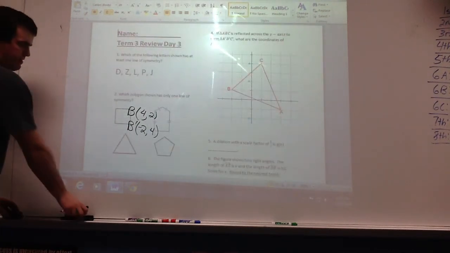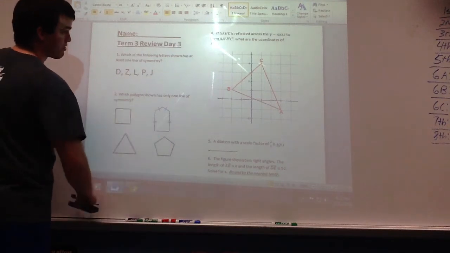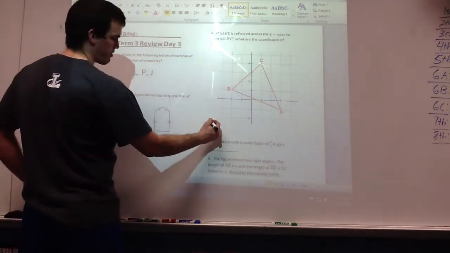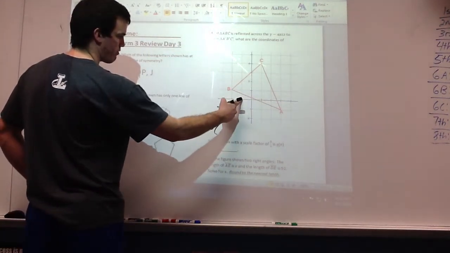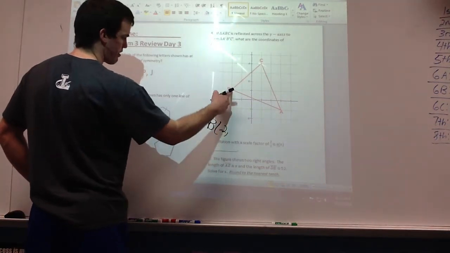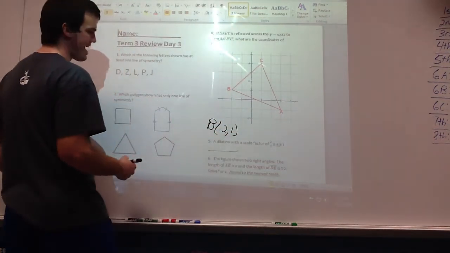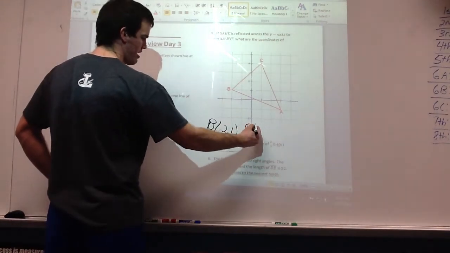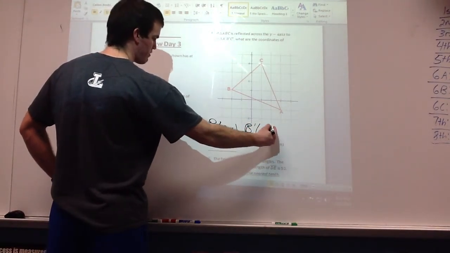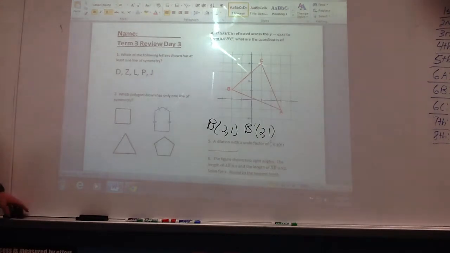Alright, number 4. We have a reflection across the y-axis. So first find the coordinates of B again. Coordinates of B, count over 1, 2, so negative 2. Count up 1. Since it's across the y-axis, the x is only going to change, so it's positive 2, comma 1. So that's my answer for 4.